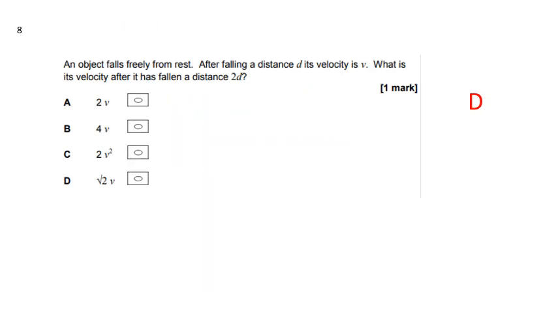Object falls freely from rest, what is its velocity? Again, equations of motion: v squared minus u squared equals 2as. So u is 0, v squared equals 2a, in this case, d. Yeah, they're calling it d. So v squared is proportional to d, or v is proportional to the square root of d. So if d is twice as big, then v will be root 2 times v. So the answer is D.